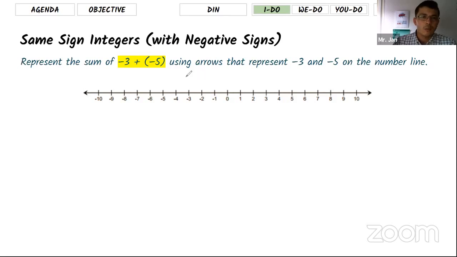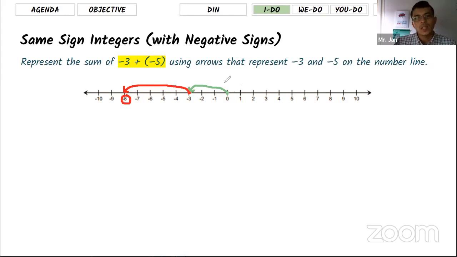Again, we start with the first number, -3, so we start at 0 and go till -3. The second number is -5, which means you start at -3 and go 5 units to the left. Your final destination would be your result. If you keep adding negative numbers over and over again, your arrows keep going left and left, so far away from 0. That's the point: if you keep adding two negative numbers, your arrows keep going left.